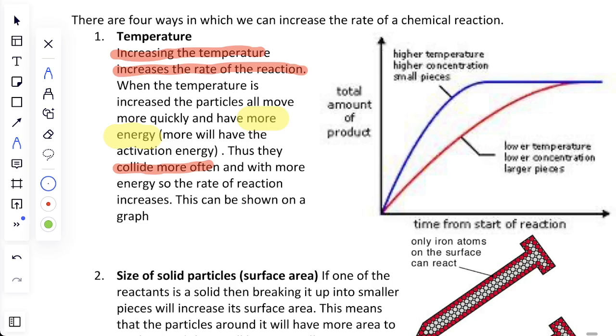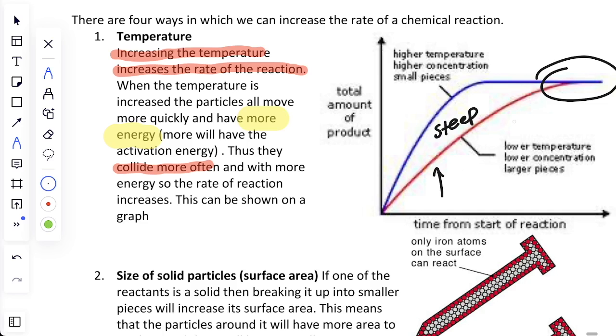It'll have a steeper gradient, but at the end it will be at the same level because the product will have the same amount. If you increase the temperature, the amount of the product will remain the same, and hence the lines will intersect. It's faster, so it's a steeper gradient. You can see here it's steep, more steep compared to this. So you need to say that it is more steep, and hence it's going to be a faster rate of the reaction.